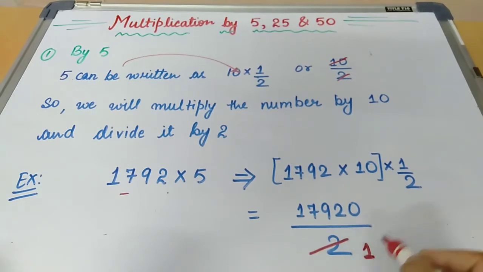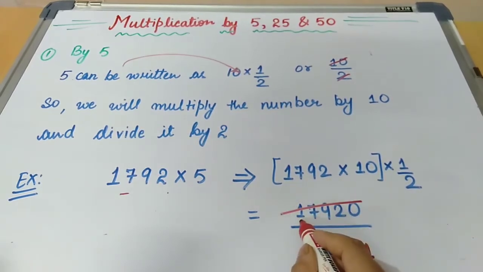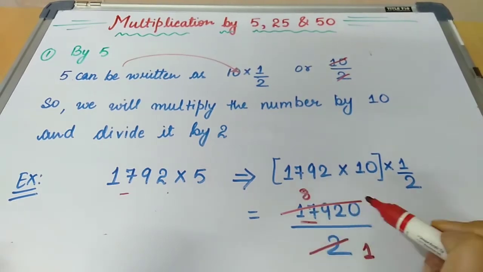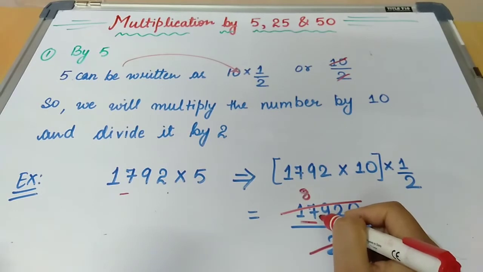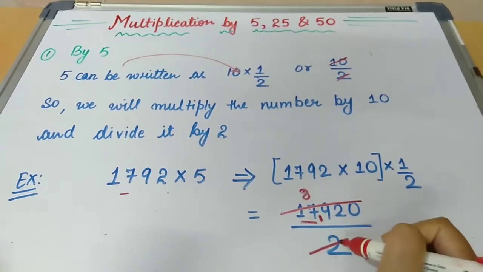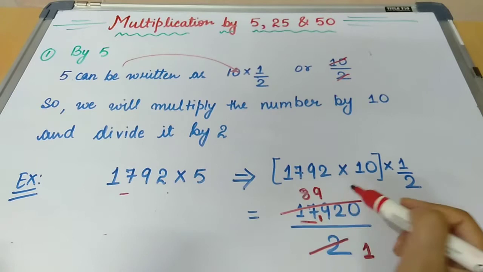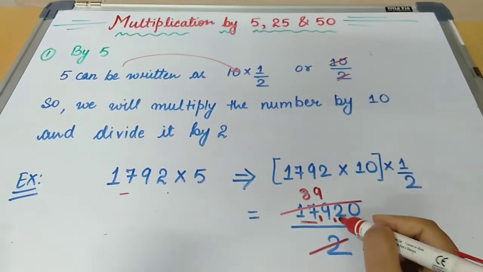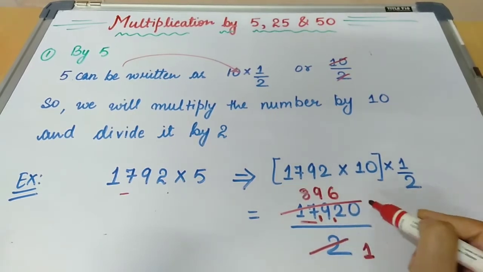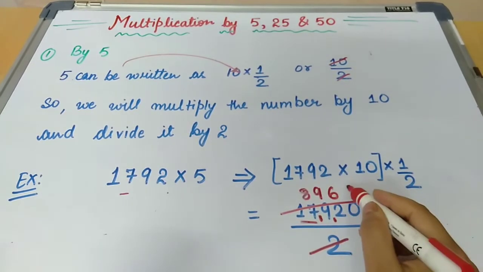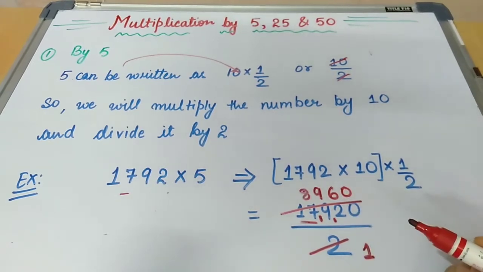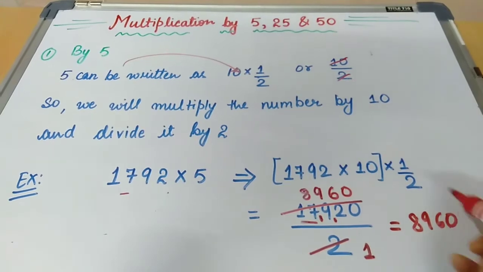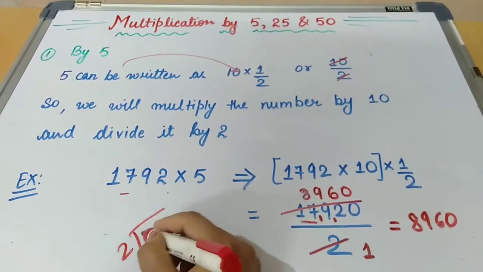See, 2 ones are 2, so 17. 2 numbers we take, 2 8s are 16. Okay, 2 8s are 16. 17 minus 16, 1 remaining. 1 9 19. 2 9s are 18. Okay, so 1 will remain. 19 minus 18 is 1. Now 2 6s are 12. Okay, now 0 we will write as it is. Okay, so our answer will be 8960, or if you want, you can divide it like this also.